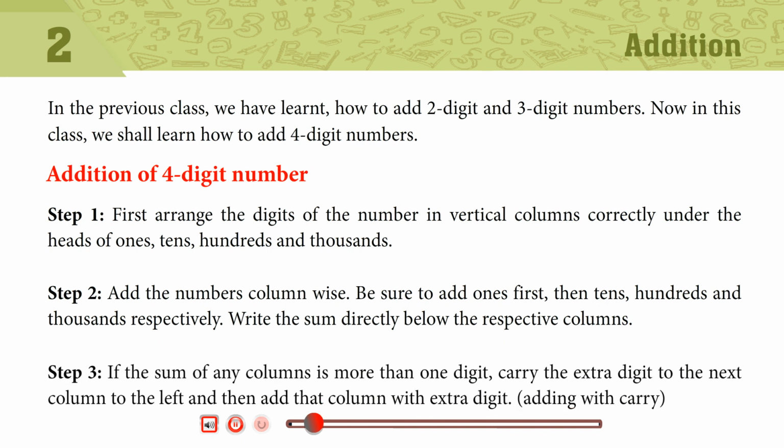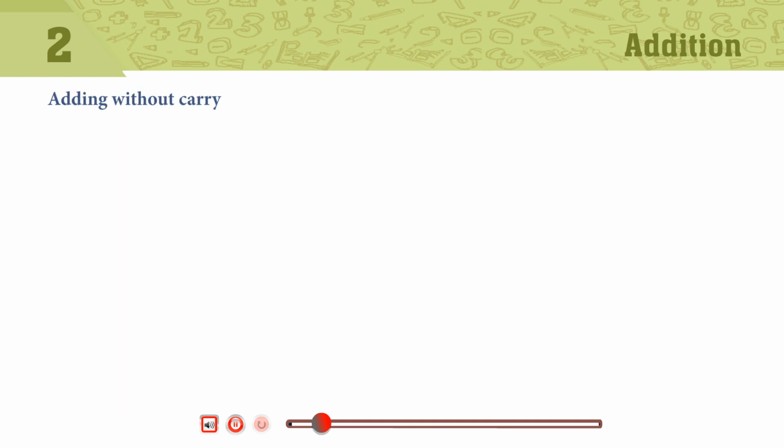Step 3. If the sum of any column is more than one digit, carry the extra digit to the next column to the left and then add that column with the extra digit. Adding with carry. Adding without carry.